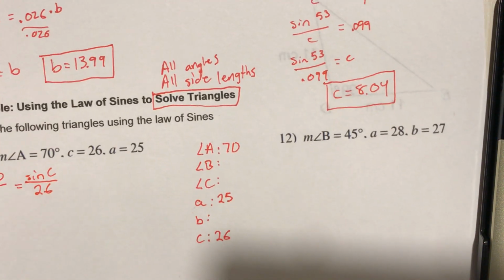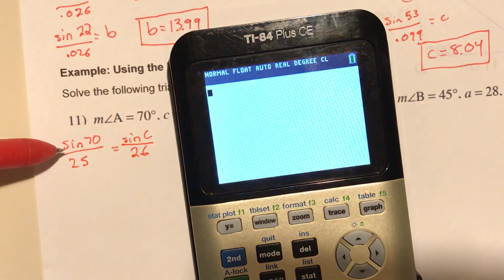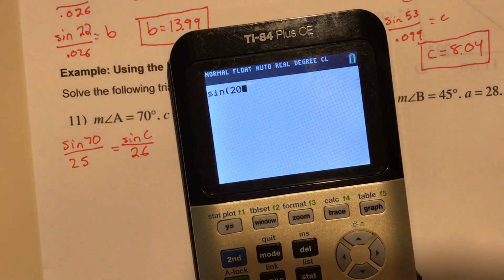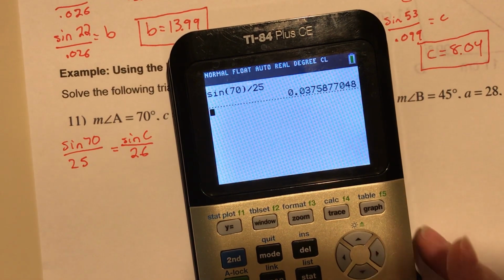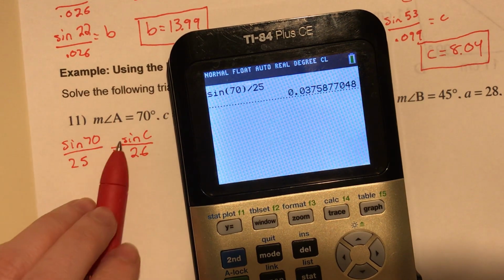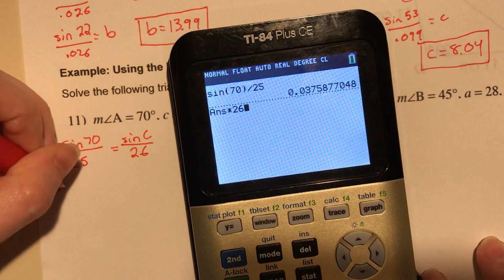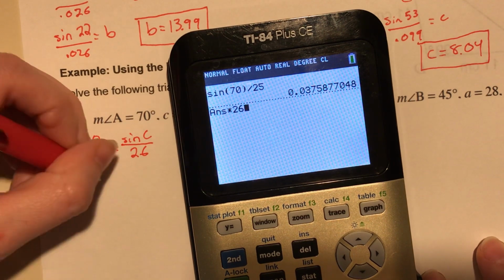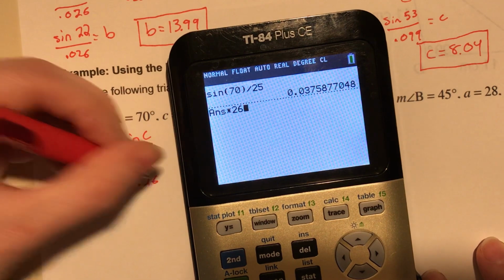Okay? So now we're going to solve the proportion. So sine of 70, rather, over 25, divided by 25 like that. And that gives us 0.037. And then to find sine C, I'm going to multiply both sides by 26. So I'm going to take that times 26. Let me write that out. 0.037 equals sine of C over 26. Then we're multiplying both sides by 26.